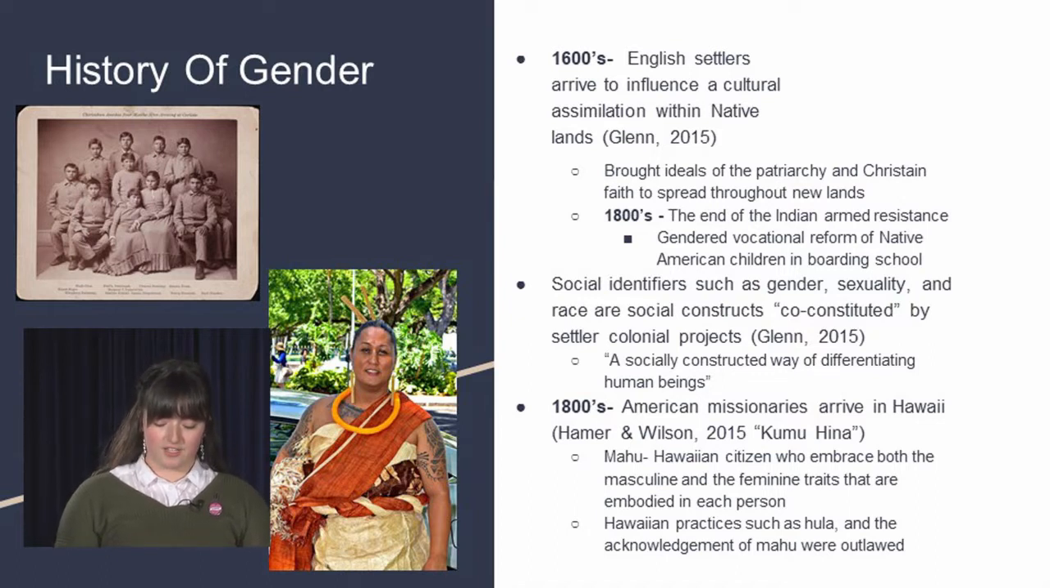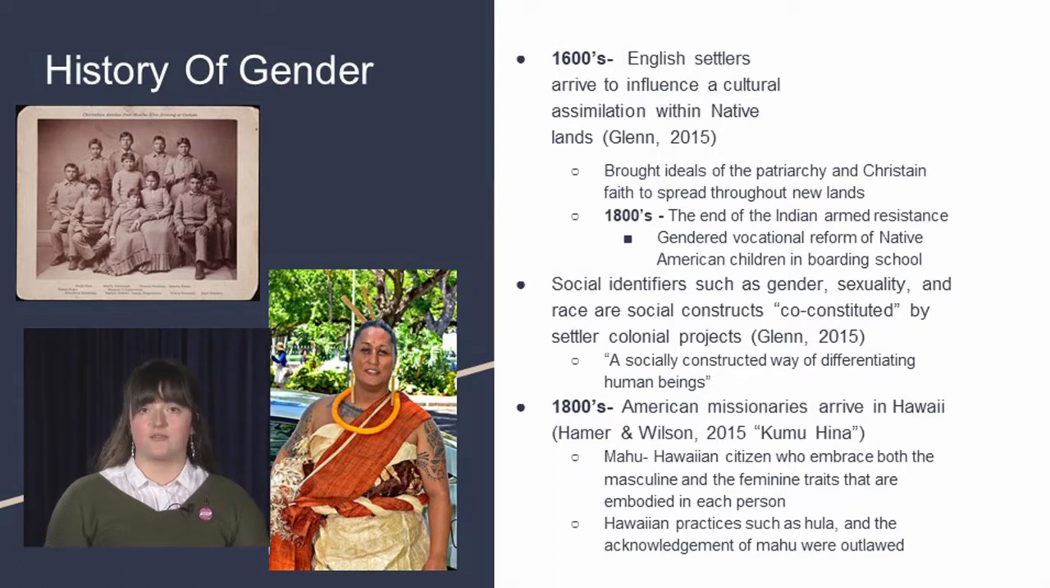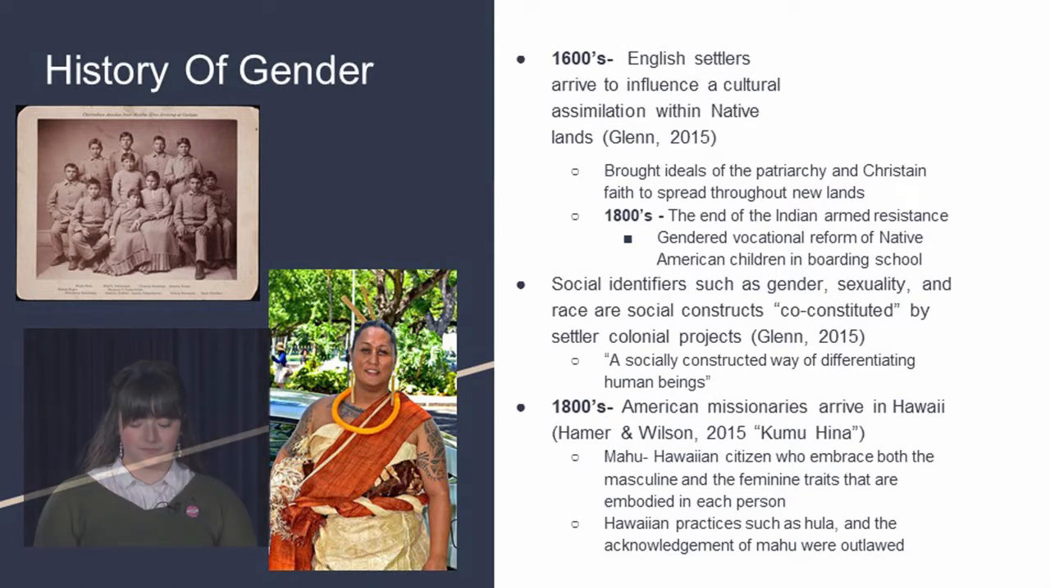When they eventually gained control over Native American lands in the 1800s, they began assimilating the Native American children by sending them to vocational boarding schools where boys learned farming and girls learned domestic skills. This marked a huge change in North America because now, due to English settler influence, gender became a socially constructed way to differentiate human beings.